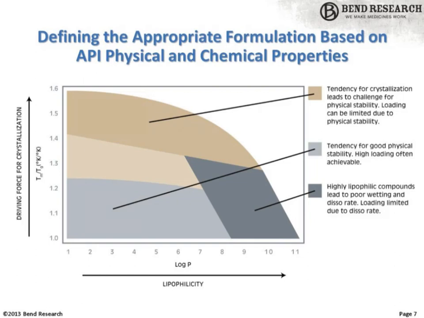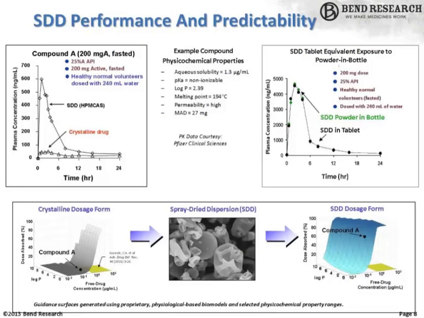Similarly, if you have a high log P compound, it will tend to have poor wetting and a poor dissolution rate, and the loading, again, can be limited, but also can be predicted based on the compound's properties. So slide 8 then shows both the spray-dry dispersion (SDD) performance and its predictability.